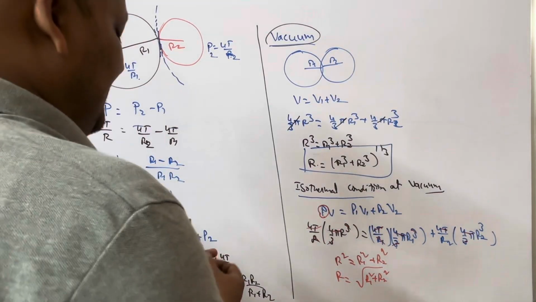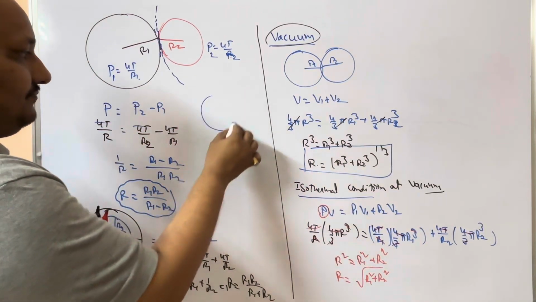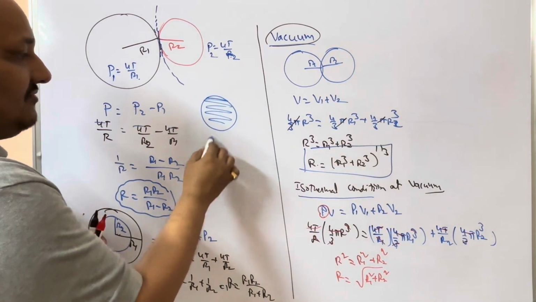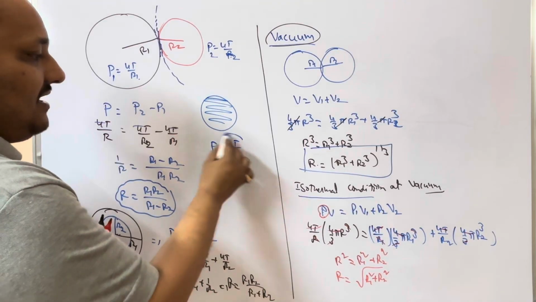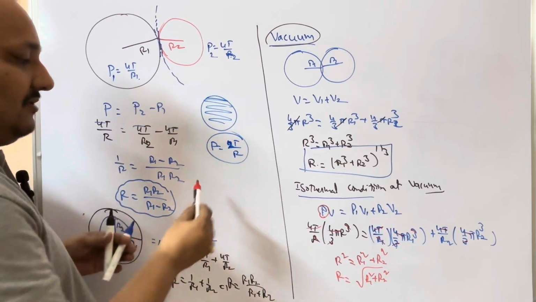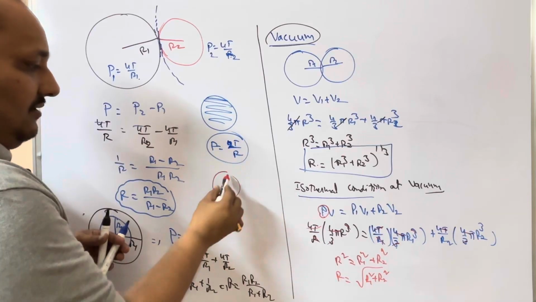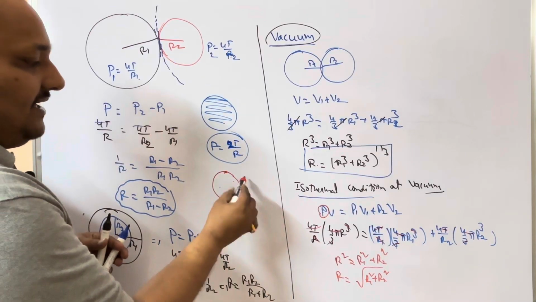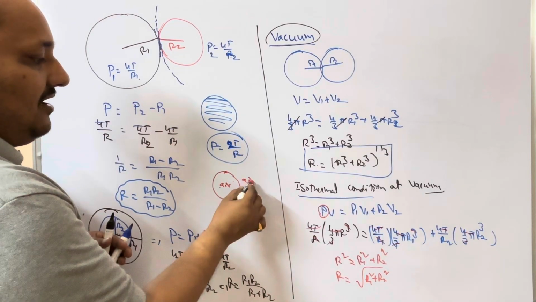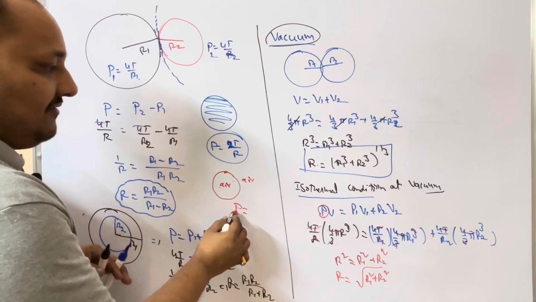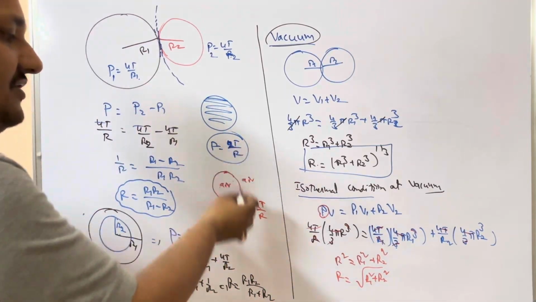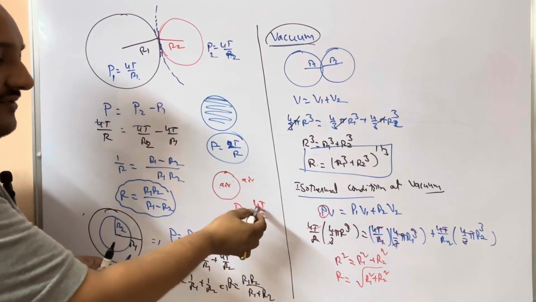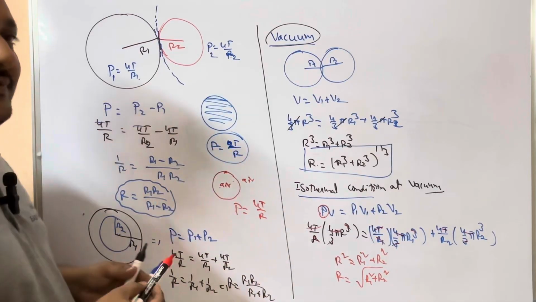Next, if the liquid drop is outside, the excess pressure we wrote was 2T by R. If it is a soap bubble, inside air will be there and outside air will be there. At that time we wrote 4T by R. So the relation between these two you will also get: here 2T by R, there 4T by R. This is 2 times of this.